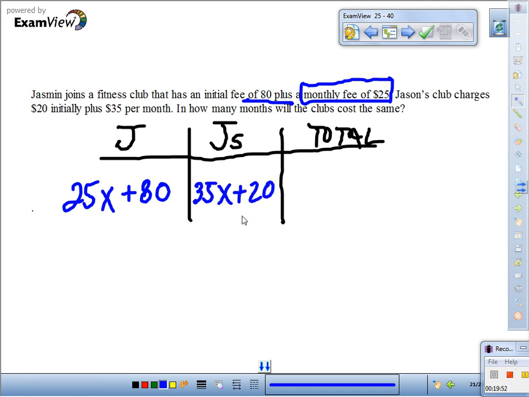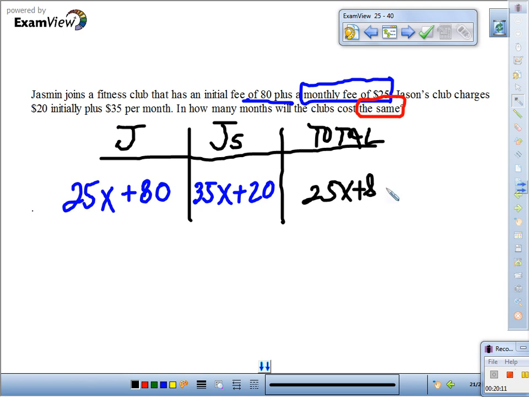Hands if you got that. Okay, that is correct. So now, what is the key information here? It's in the question. It says, in how many months will the clubs cost the same? What's another word for same? Equal. So that means we're going to write this one equal to that right here.